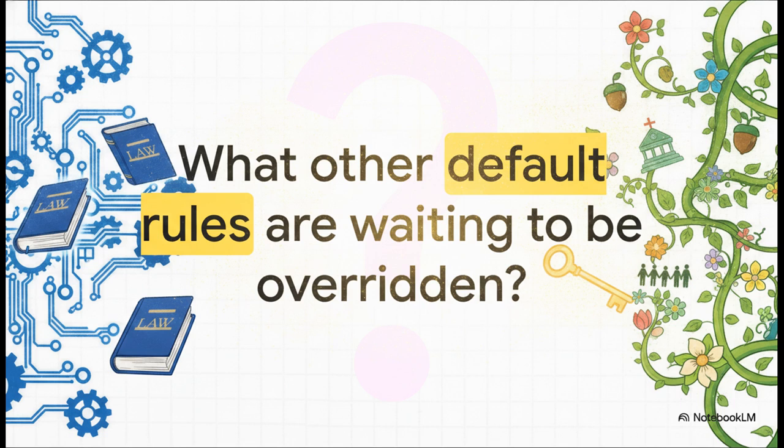If national laws are sometimes just waiting to be customized, what other default rules in our democracy are waiting to be overridden by local action?